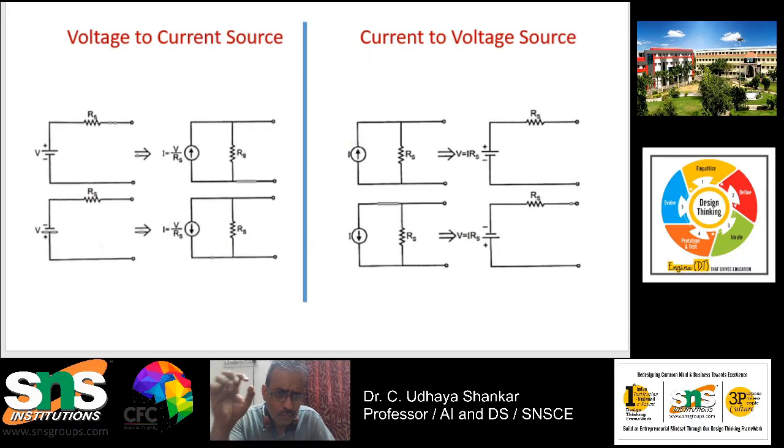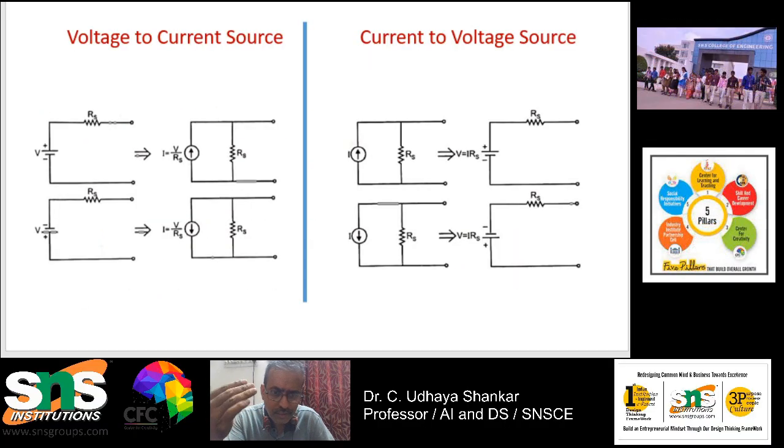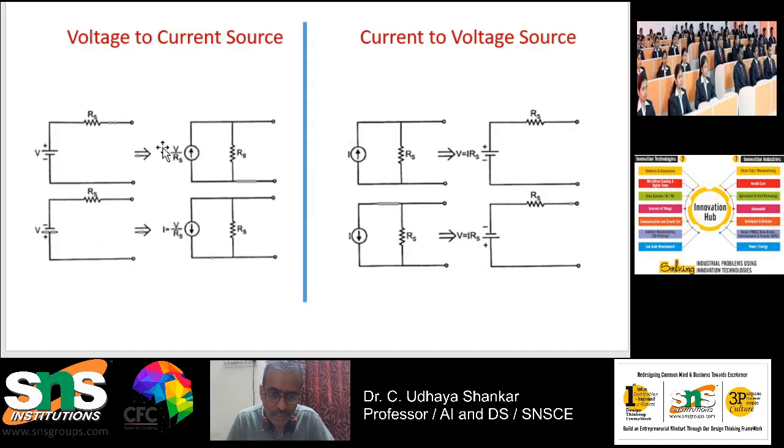I will brief you on what a voltage source is, which we discussed in the previous video. To convert it into a current source, if you have a voltage source V and a series resistance Rs, then I will be equal to V by Rs. This Rs should be marked in parallel.